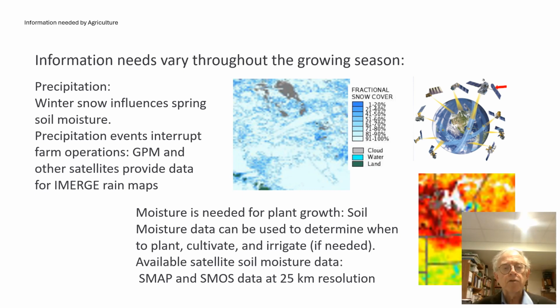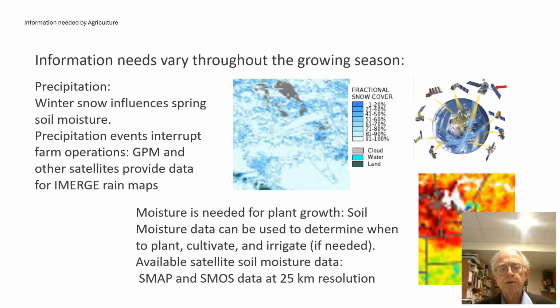Information needed by agriculture includes information on the winter snowpack, which influences how much spring moisture there's going to be when the melt occurs. Also, during the summer, precipitation events can rise quickly and interrupt farm operations, and so the Global Precipitation Mission and its constellation of satellites is used to provide data for IMERG rain maps that farmers can use. Soil moisture is important for plant growth.